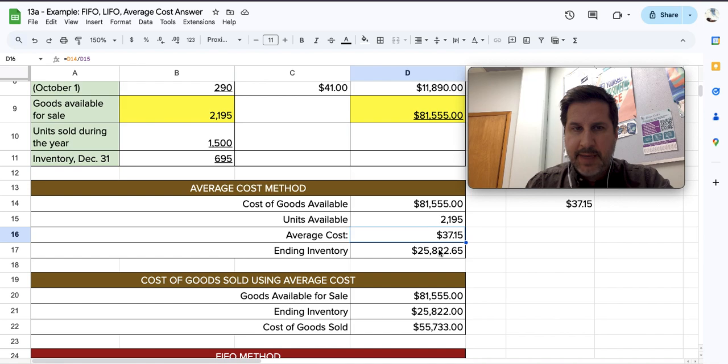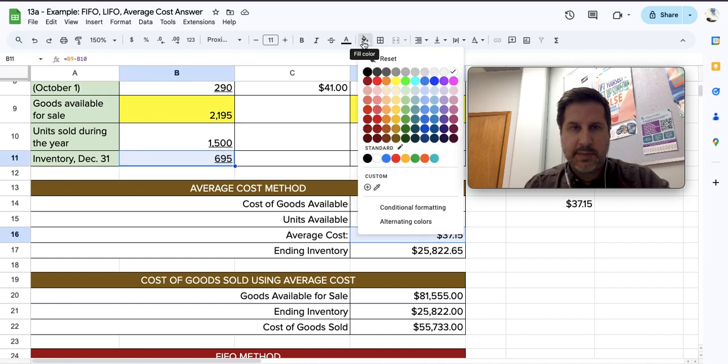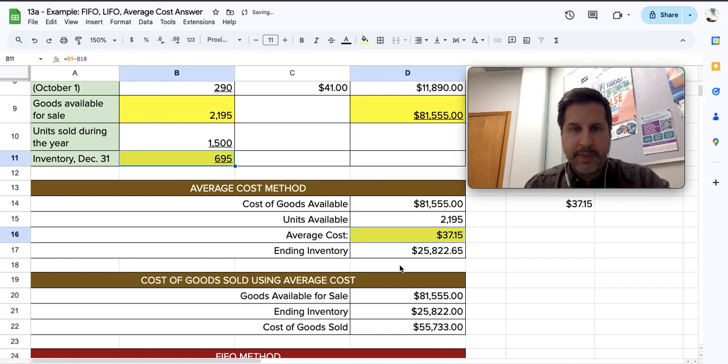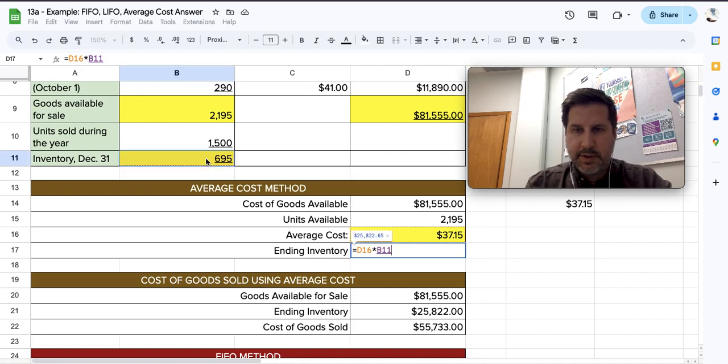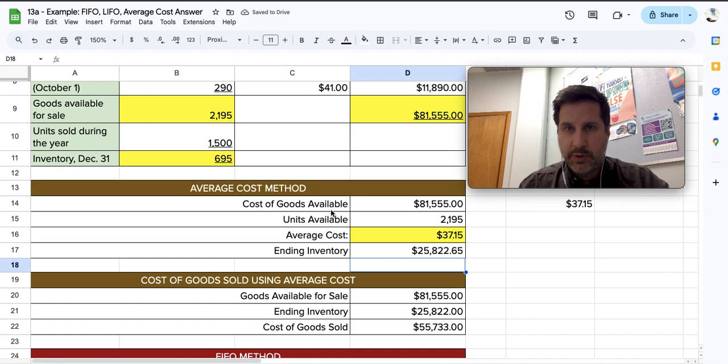And then to calculate my ending inventory, I take that $37.15 and multiply it by this number. So this number becomes important as well. This calculation is simply $37.15 multiplied by my ending inventory of 695, and it gives me 25,822. So beginning next year, I will have inventory of 695 units at $37.15 each for a value of 25,822. And that's what I ended the year with.